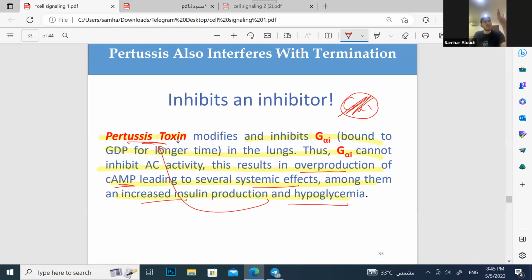So pertussis releases a toxin. This toxin inhibits G alpha I, and the inhibition of G alpha I will cause adenylate cyclase to be active all the time, which causes pertussis, whooping cough, increase in insulin, and hypoglycemia, which is low glucose because of high insulin. Is it clear?